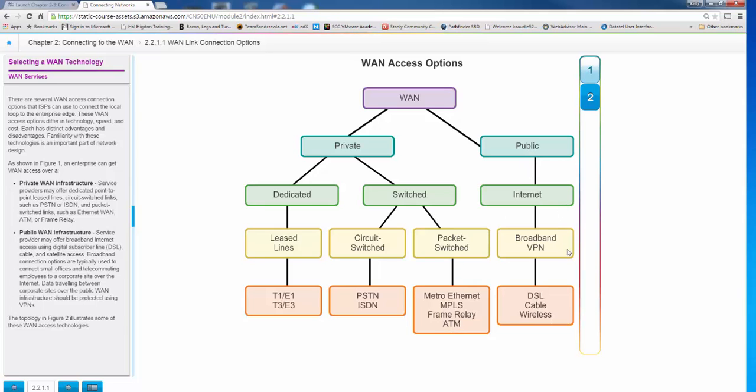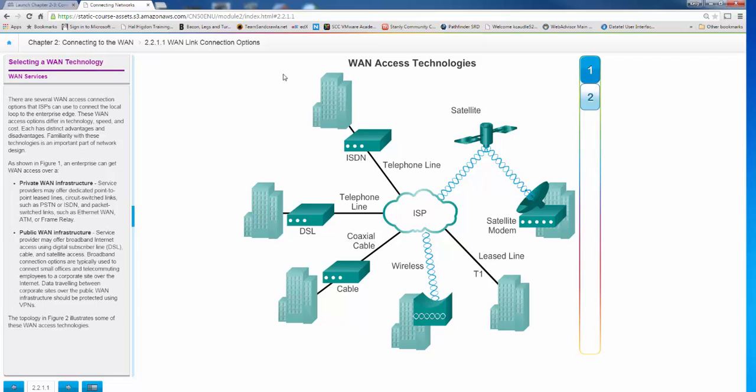You can take the internet and connect to just a standard DSL or business cable internet connection, and then you'll be able to use a broadband VPN connection. So you can connect with a VPN from your remote teleworker back to your central office, which will probably have a dedicated link to the internet through your local service provider. Here are some other WAN access technologies. You can use satellite, telephone lines, coaxial cable, which is the cable modem, DSL, and those items.